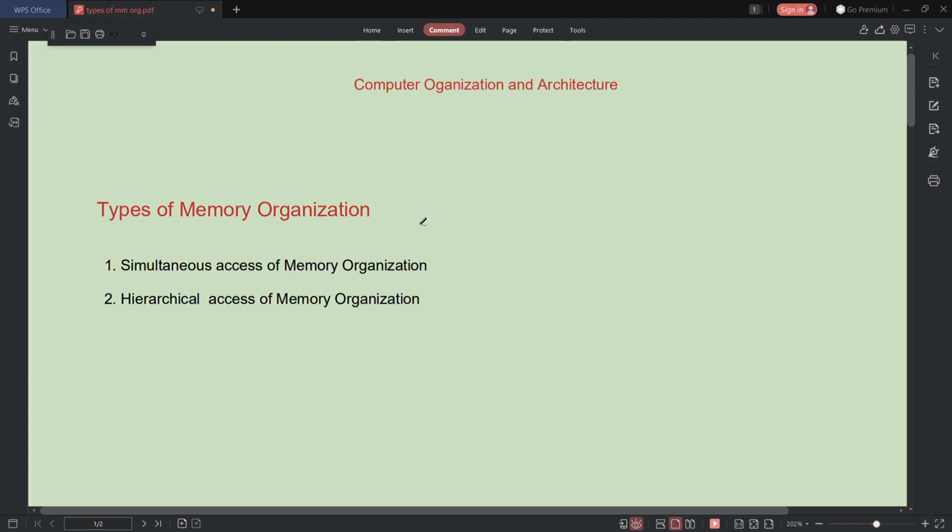In this video, I will talk about types of memory organization and how to calculate average memory access time. So there are two types of memory organization: simultaneous access of memory organization and hierarchical access of memory organization.